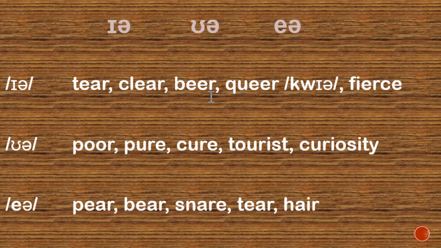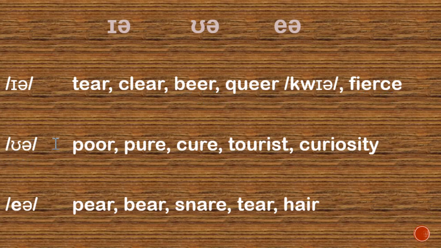And here again, B-E-E-R is beer. It is not beer, it's beer. This is not tear, it's tear. And here, Q-U-E-E-R is a word which we often mispronounce. The pronunciation is queer, just as Q-U-E-E-N is queen. So we get these words here: tear, clear, beer, queer, fierce.